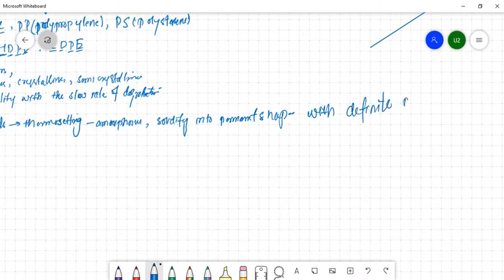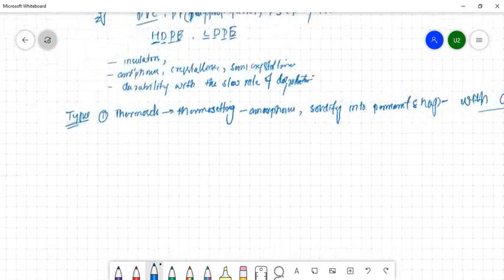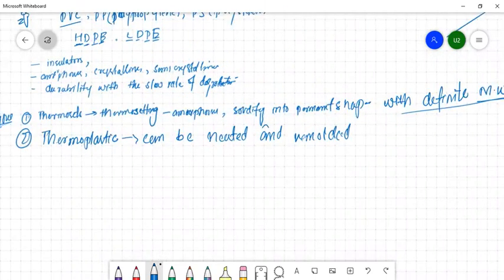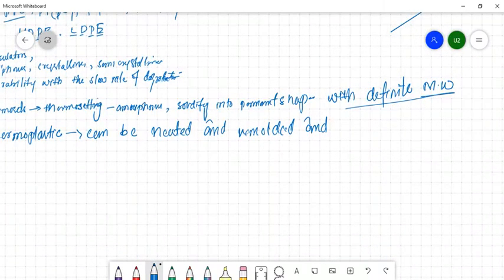With definite molecular weight, its properties are amorphous, and it is mainly solidified into permanent shape relatively. Okay, number second, that is thermoplastic. So it can be heated and remolded. One of the properties of thermoplastic is that it can be heated and remolded again and again.